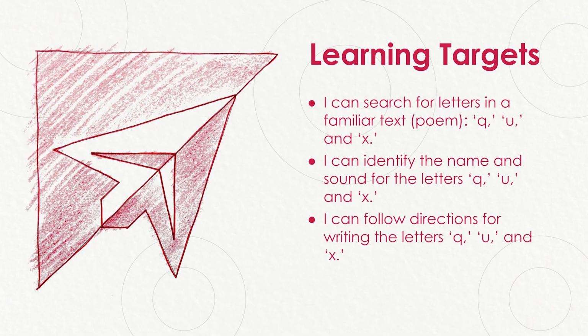There are 3 learning targets for our lesson today. The first target says, I can search for letters in a familiar text or poem, Q, U, and X. Our second target says, I can identify the name and sound for the letters Q, U, and X. And our last target says, I can follow directions for writing the letters Q, U, and X.